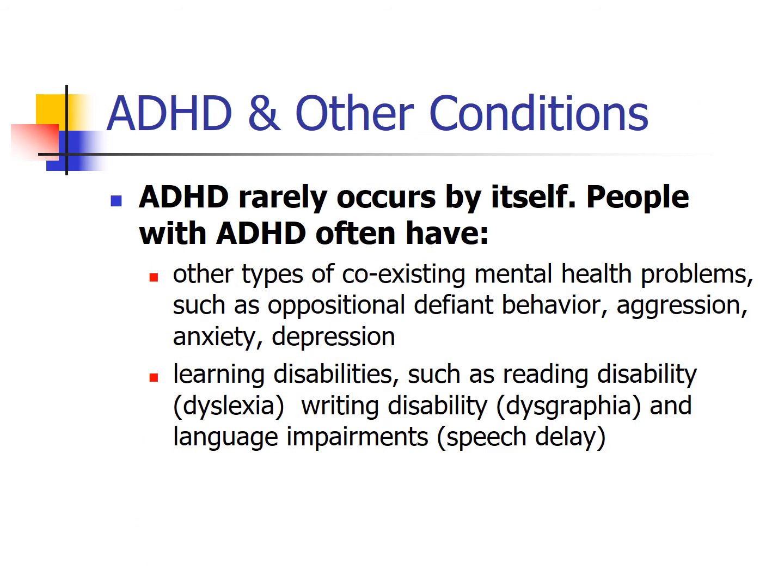So ADHD rarely occurs in isolation or by itself. Children or people with ADHD often have other types of coexisting mental health problems. You might see oppositional defiant disorder. You might see some aggression, anxiety. They can have depression.